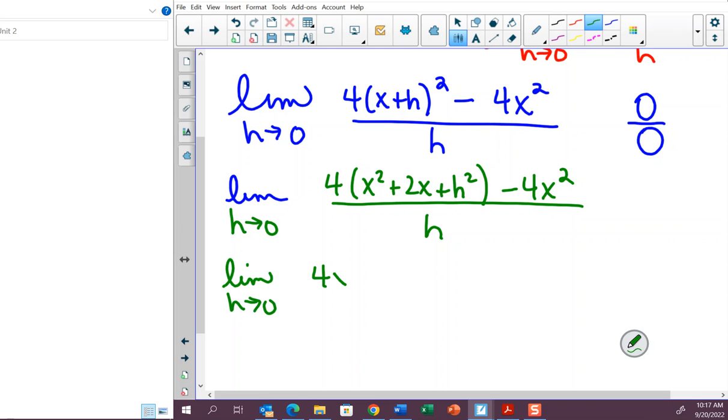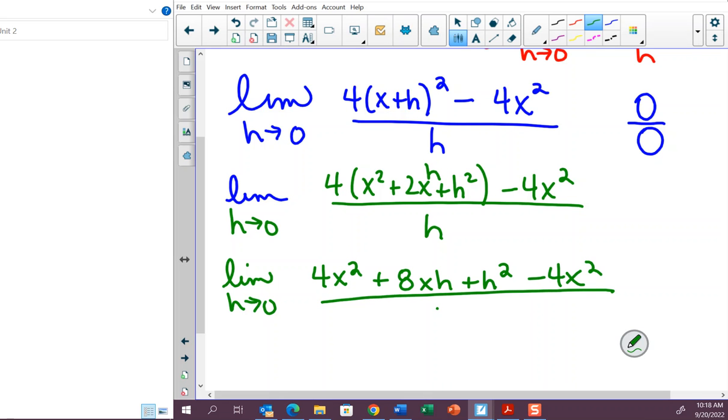I left my h off of that, didn't I? X squared plus 2xh and then distribute. So 4x squared plus 8xh plus 4h squared minus 4x squared all divided by h. Oh, I do need the 4, thank you. 4h squared. Okay.